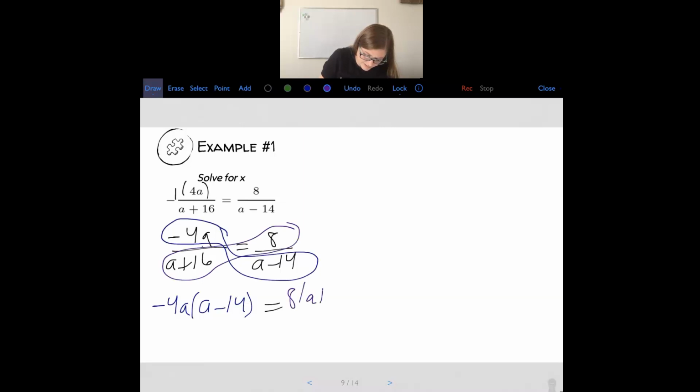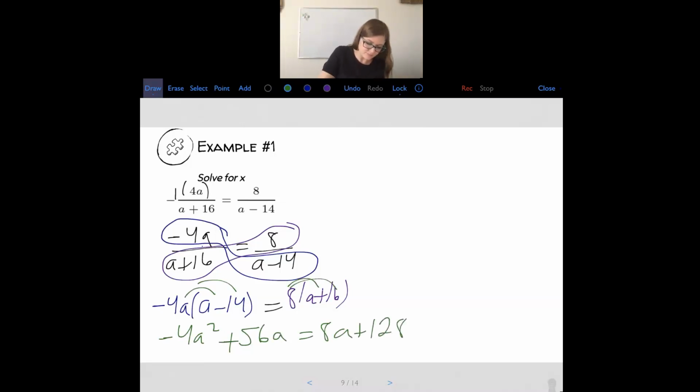8 times a plus 16. And now we have some distributing, and then we can solve this equation. Okay, so we distribute. So this is negative 4a squared. Negative 4a times 14 is 56a. This would be equal to 8a plus 8 times 16 is 128.